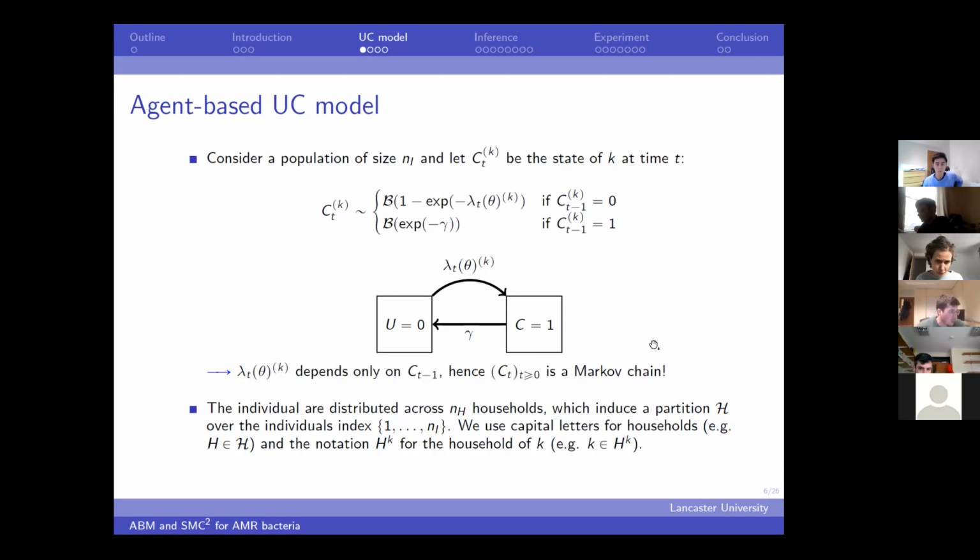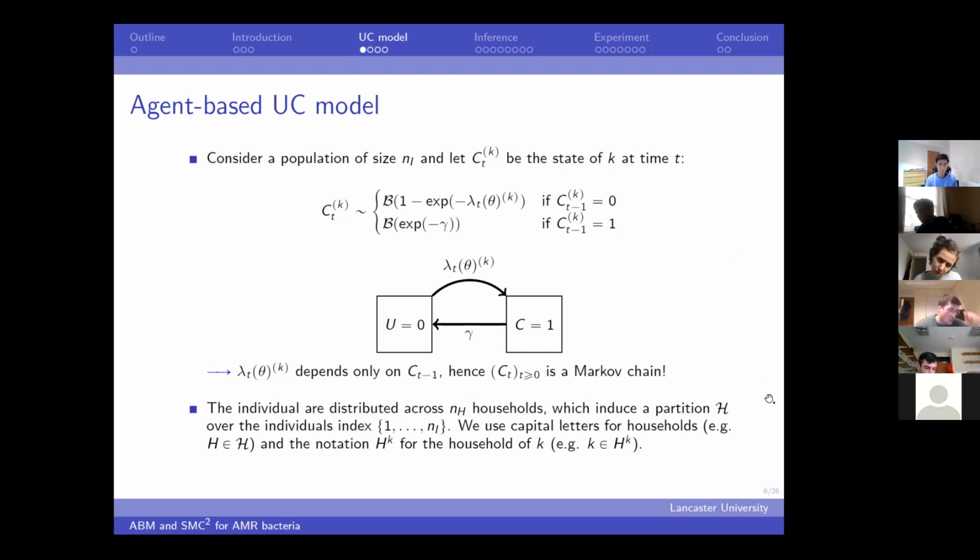As I mentioned before, the data also consists of some household numbers. And so what we know is also that the individuals are in a certain household. That's why I'm saying that we have these NH households that induce a partition over the individuals' index set, meaning essentially that a household can be simply represented as a set in the partition, telling us which individuals belong to that household.